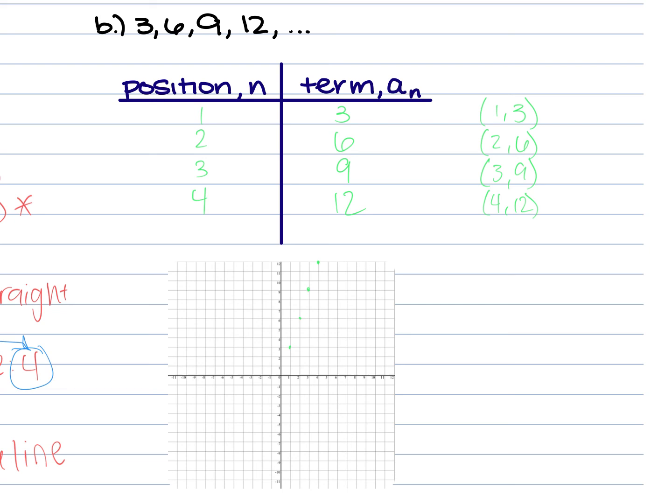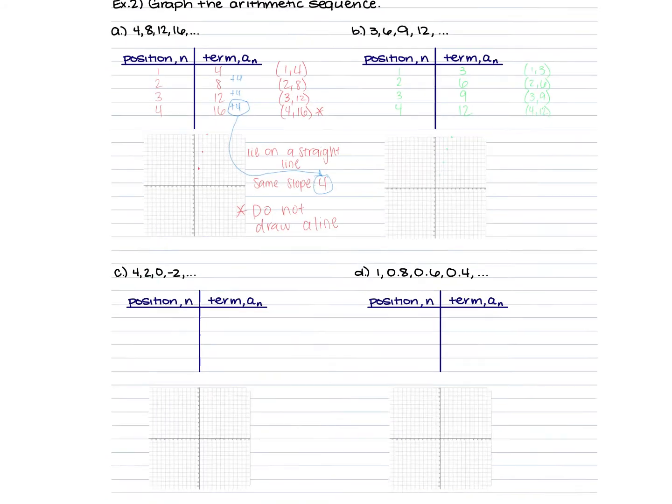Natalie? Because, well, you're not supposed to because you're only supposed to use the term that they give you. Very good. What are we graphing? Are we graphing a line or are we graphing a sequence? A sequence, okay? These are individual terms. Got it? Okay, try C and D on your own.